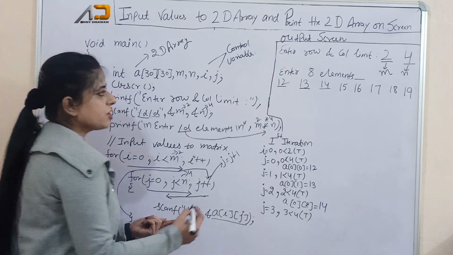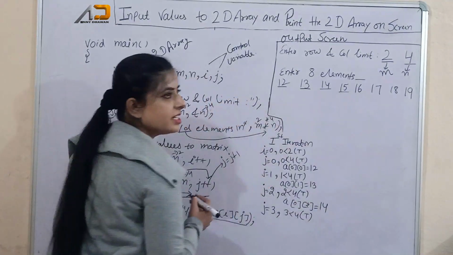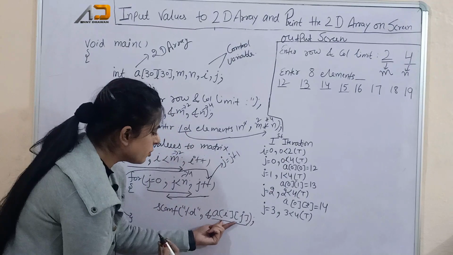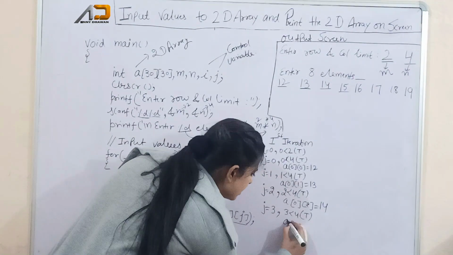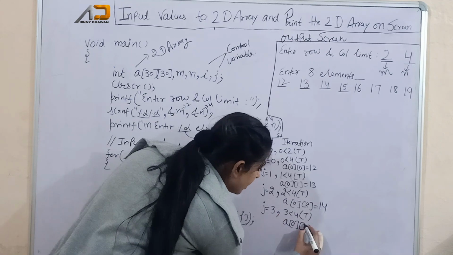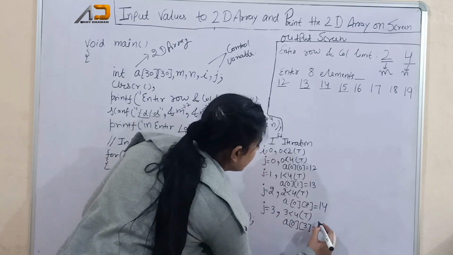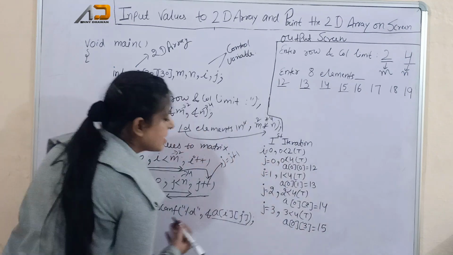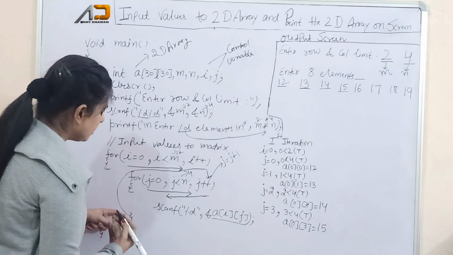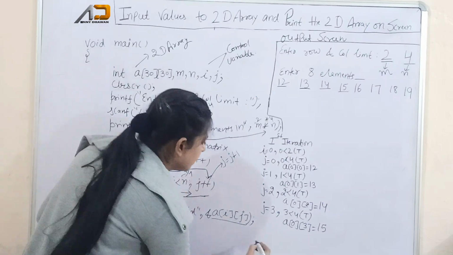Now again the control executes this loop body. Again the scanf function reads the next integer value from the screen and assigns it to the variable a of ij, that is a of ij. What is the value of i here? It is 0. What is the value of j here? It is 3, and 15 will be assigned to this a of 0, 3 here. And again the control moves to this jump part.